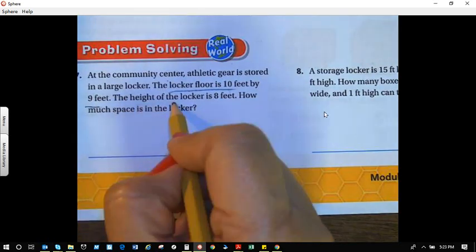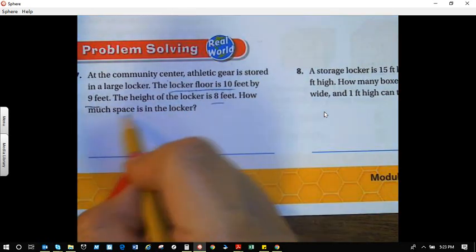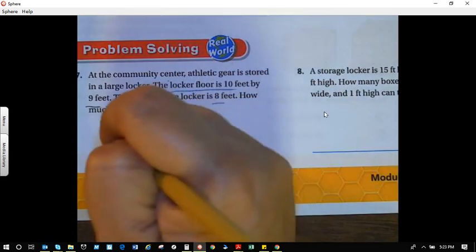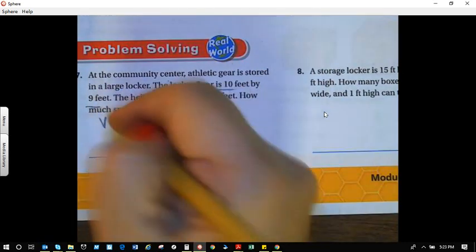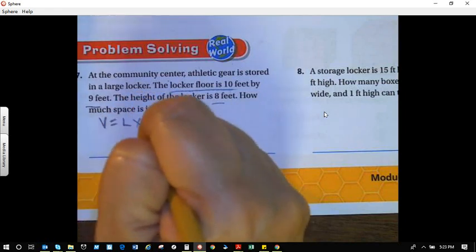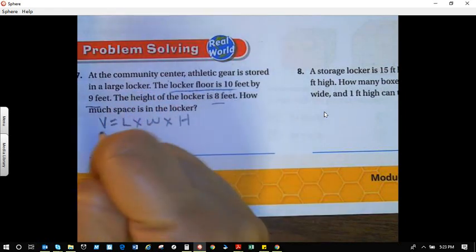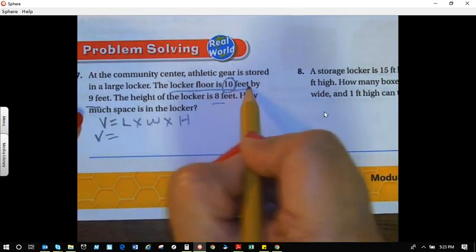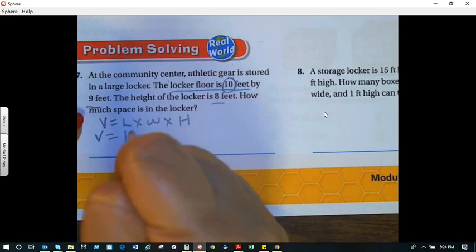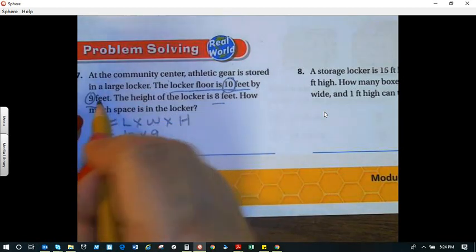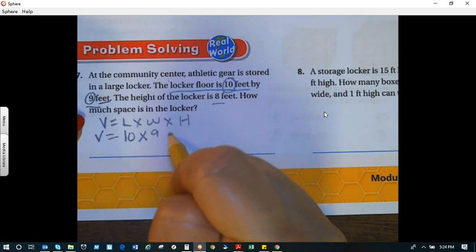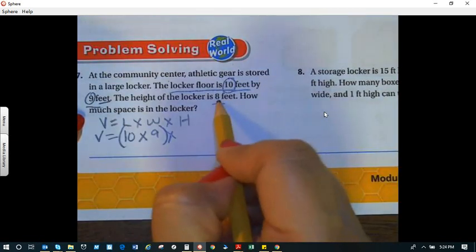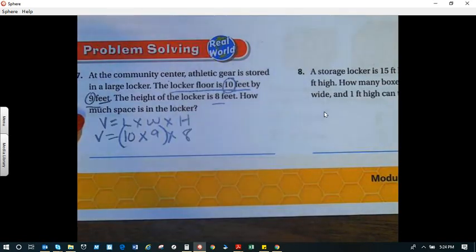And the height of the locker is 8 feet. How much space is in the locker? So how much is in there? Again, I'm going to have my volume, how much can fit inside, equals length times width times height. Here I'm going to be looking for the volume. So I know that, circle my 10, underline my feet. So it's 10 times, circle my 9, underline my feet, my unit of measure. Put that in parentheses because that's my area. And then times my height because that's how many layers tall it is.